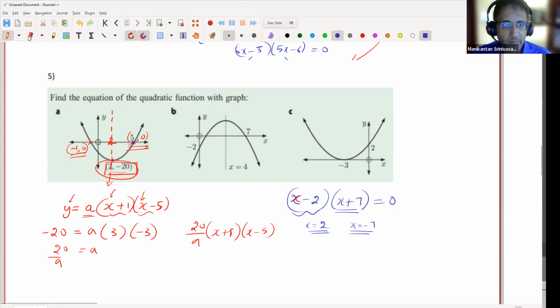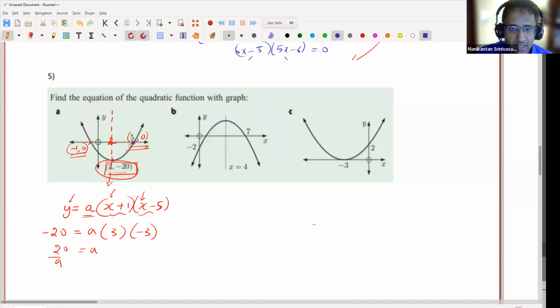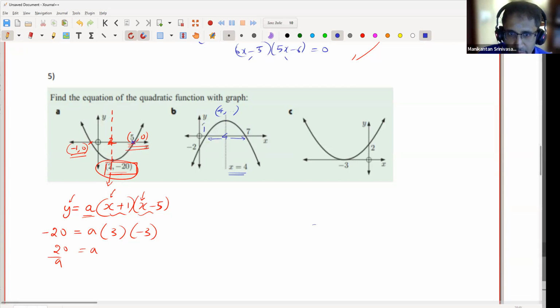Cool. Okay, let's go to the B part. Each problem is slightly different in its own way, but there are a lot of similarities also. Here he has explicitly given the equation of the axis of symmetry, x equal to 4, which means this vertex at the top is 4 comma something. I don't know what that something is, but I know it's 4 comma something. Because 7 is 3 units this side, the other root should be 3 units this side. So the other root is 1, right?